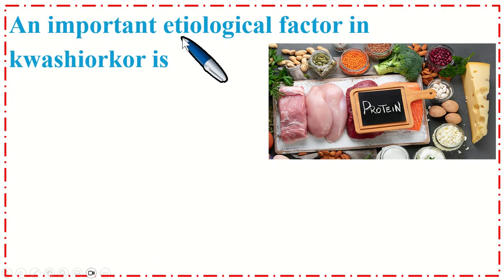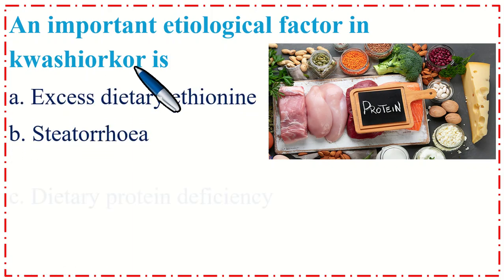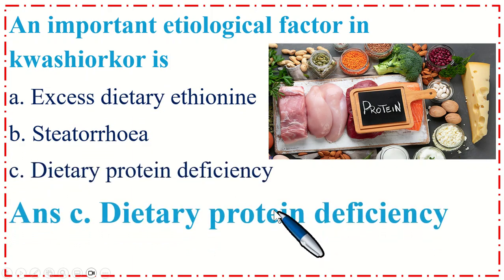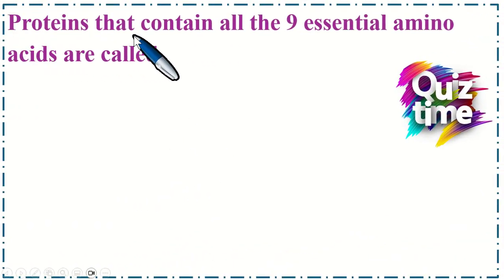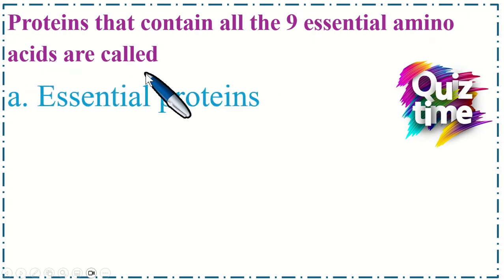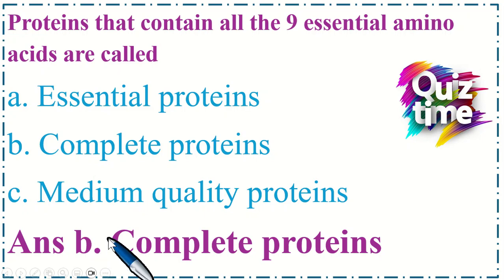An important etiological factor in kwashiorkor is... Correct answer is C. Dietary protein deficiency. Proteins that contain all the 9 essential amino acids are called... Correct option is B. Complete proteins.